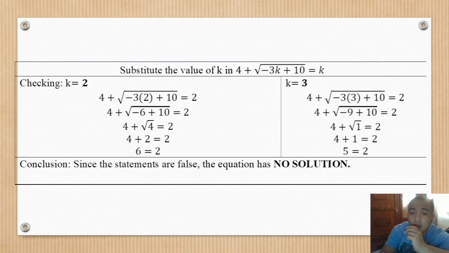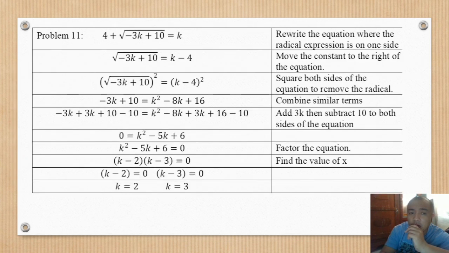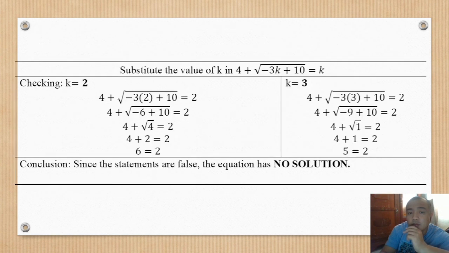Wala palang solution to. Bakit kaya? Baka may kamali tayo dito. Wala ba? Negative 3k plus 10. K squared minus 8k plus 16. Tama naman. K squared minus 8k plus 3k, negative 5k. Correct. 16 minus 10, 6. Tama yung solution natin. But since yun, negative 6 plus 10 for 2.